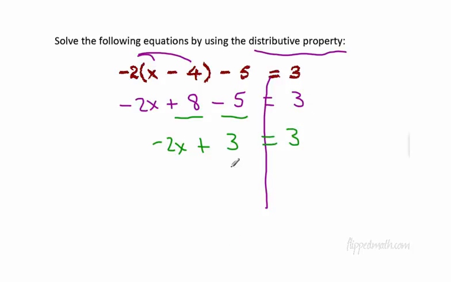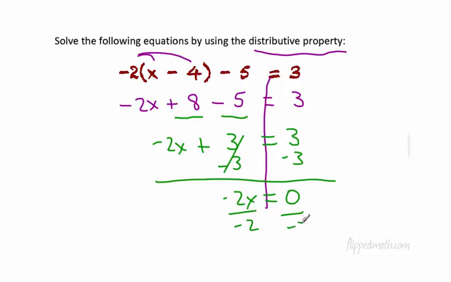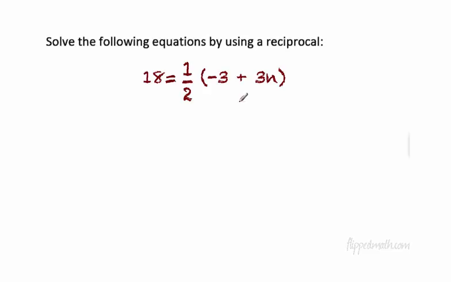Now what? How are we going to get rid of this? You passed that mastery check already. You know what to do. Subtract 3 from both sides. We get -2x equals 0. And when we divide by -2, what's 0 divided by -2? 0. X equals 0. If you want to plug it in and check it, you can, but we're going to move on. How about this?